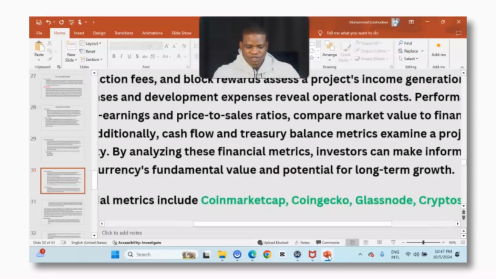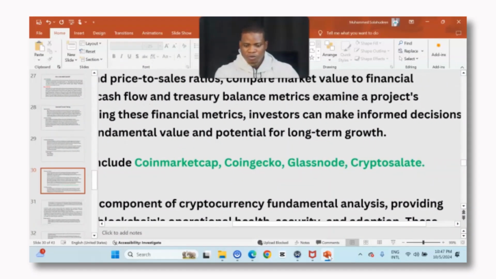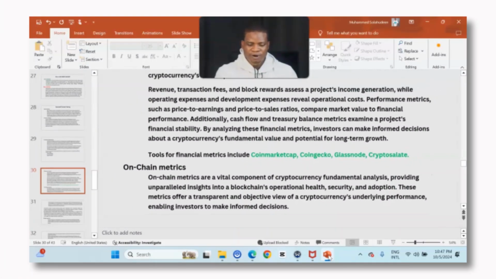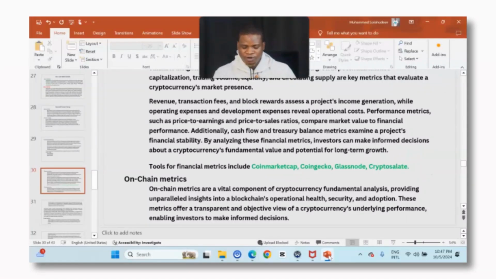We have different tools for financial metrics. One of them is CoinMarketCap that I just checked, then CoinGecko, Glassnode, CryptoSlate, and many other websites where you can do a proper fundamental analysis, or a proper financial metrics fundamental analysis, of a crypto asset.